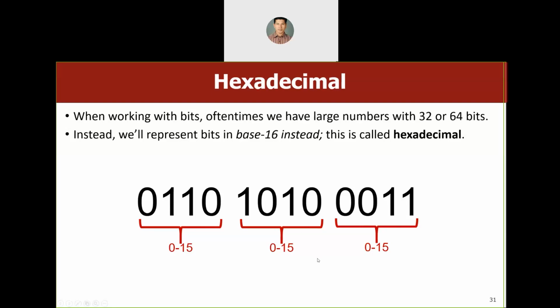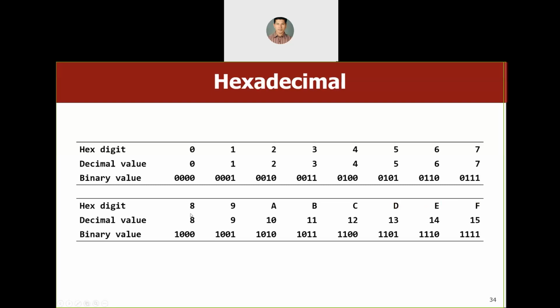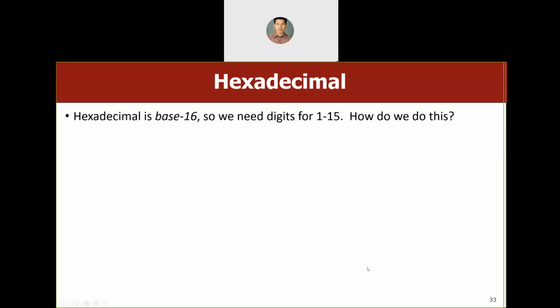Now we can number this. So this is 6. This is 8 plus 2, 10, and this is 3. So 6, 10 is A, 10 I cannot write. A. Okay, decimal A, and this is 3. So 6, A, 3. Each is a 16-bit digit.